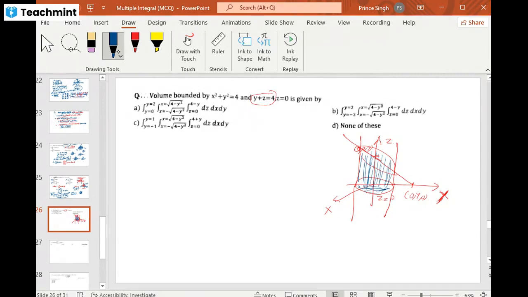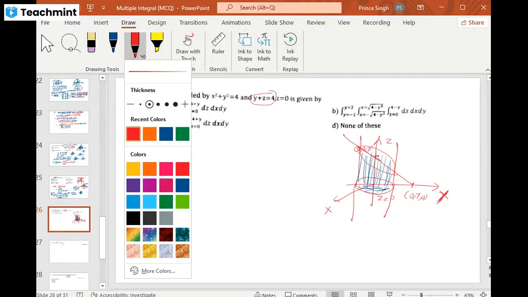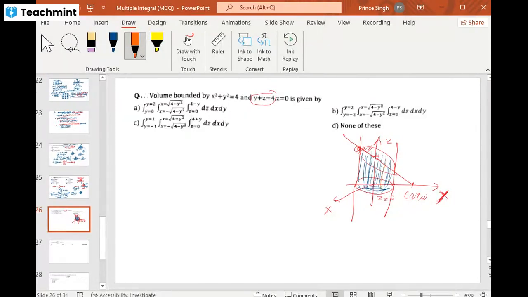To find the volume of this part, the first step is we need to calculate the limit of z. For the limit of z, we simply consider a small piece of cuboid and we move vertically. When we move vertically, the limit of z starts from the plane z equal to 0 and ends at this plane. Okay, and what is this plane?